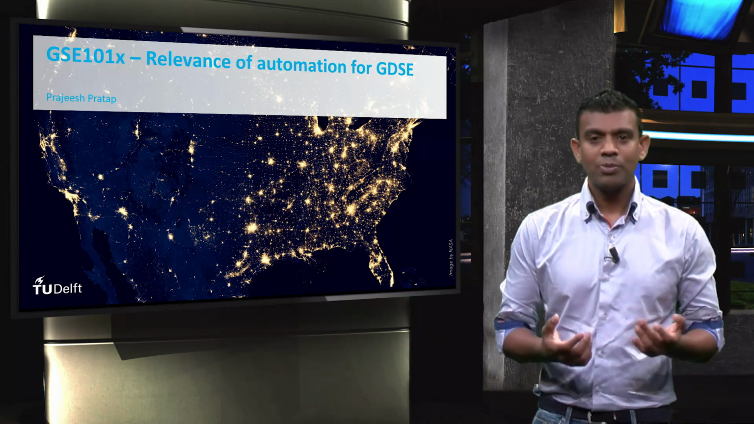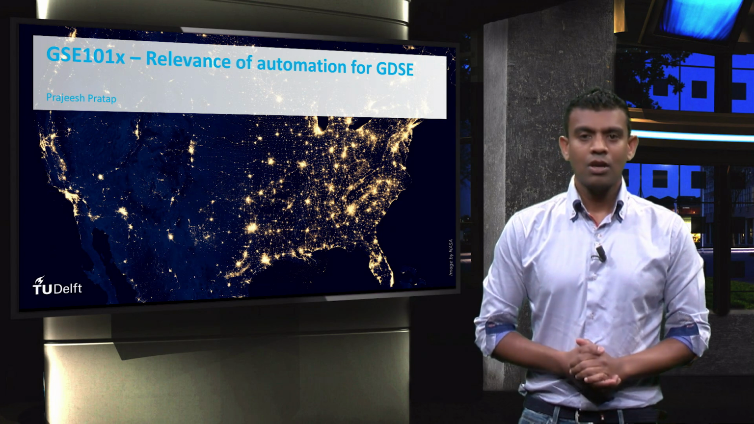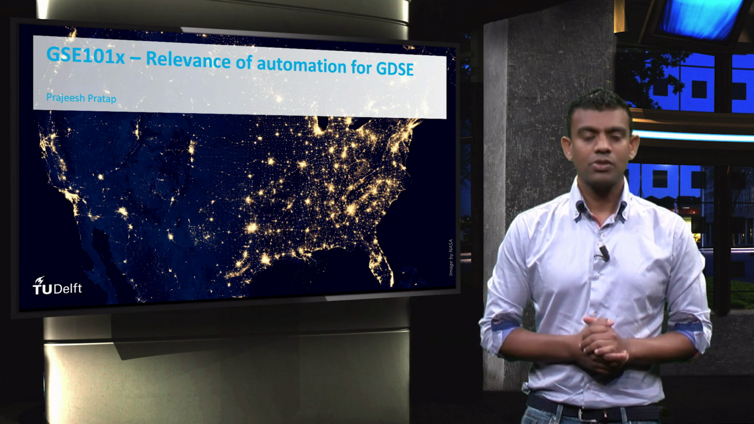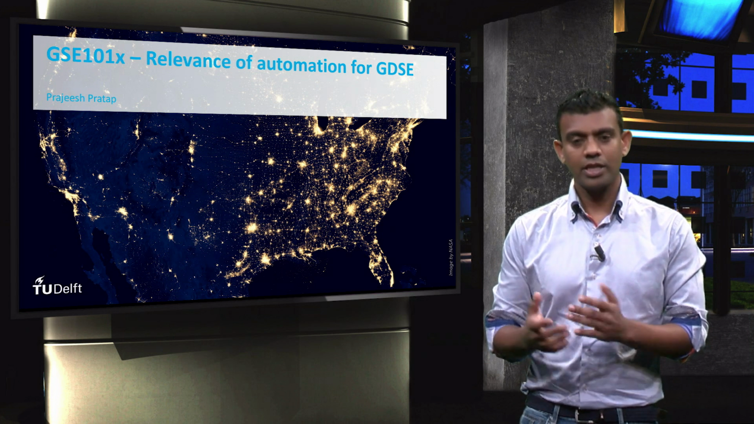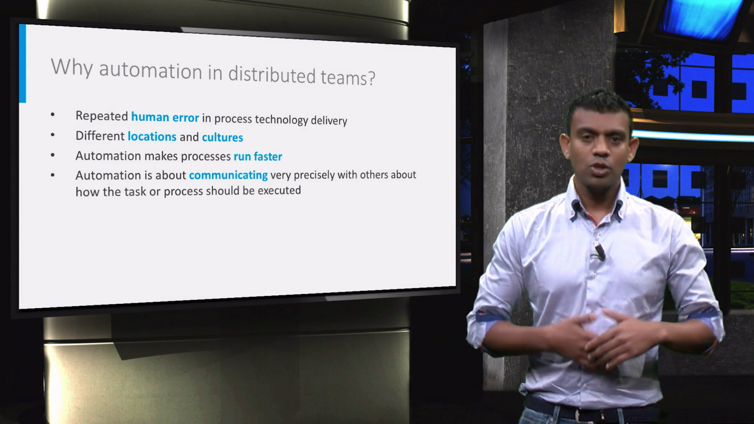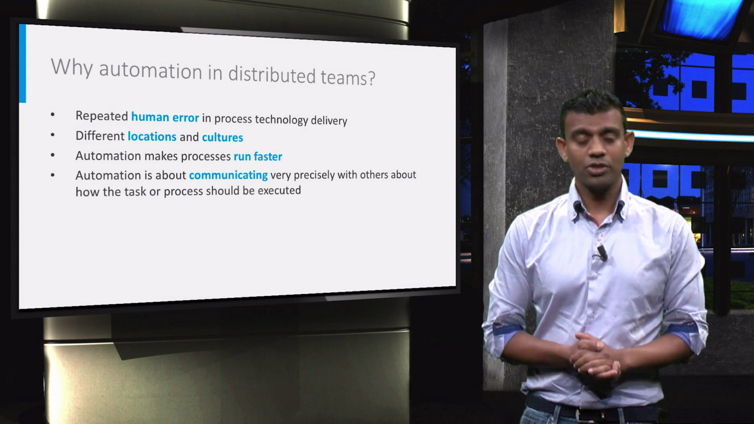When you have a team of software professionals working together from different geographical locations, one of the main challenges that you see is the repeating human error in the process, technology, delivery, etc. This could be because of multiple reasons, like differences in the working environment and culture.